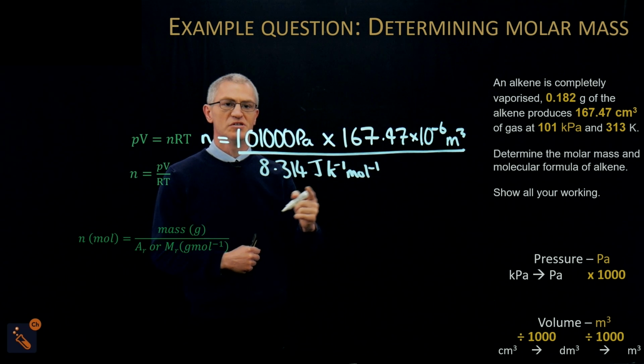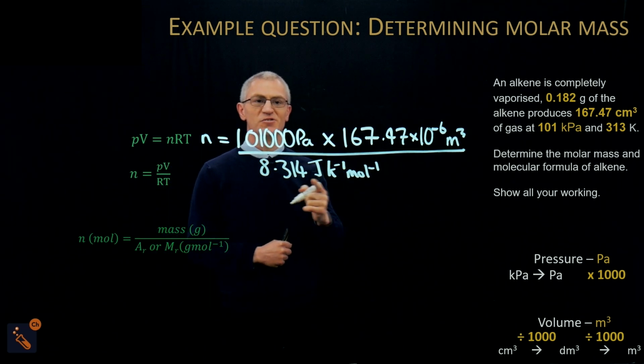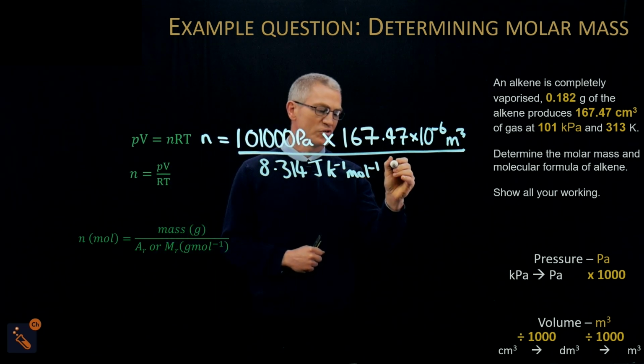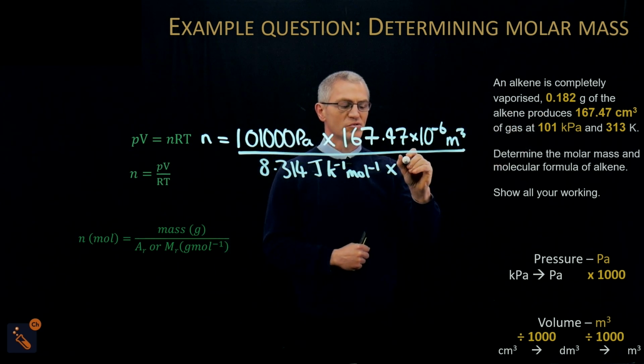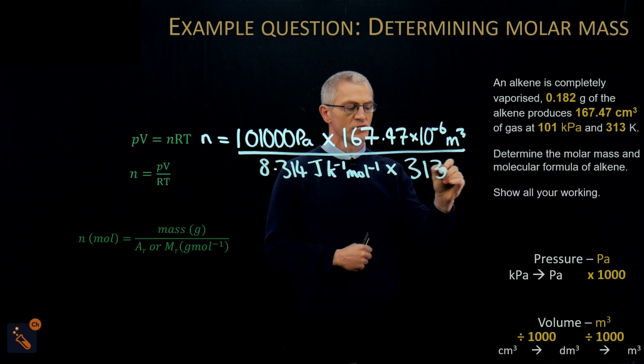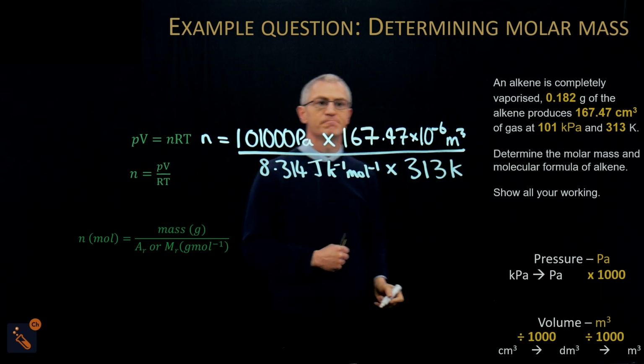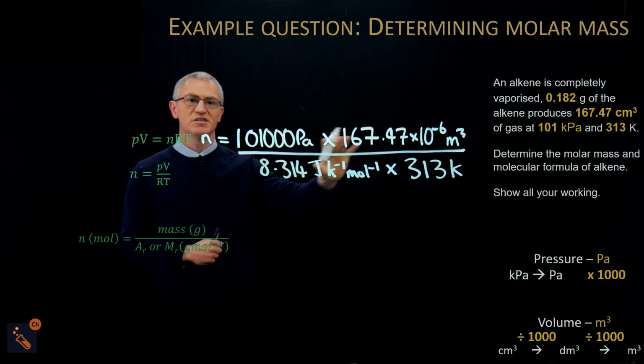I don't always put the units in when I do this, and that's because there's not always space, but there's space today, so I'm putting it in. Okay, so if I then look at the temperature, it is 313 Kelvin. Okay, so we've put all of our numbers in.